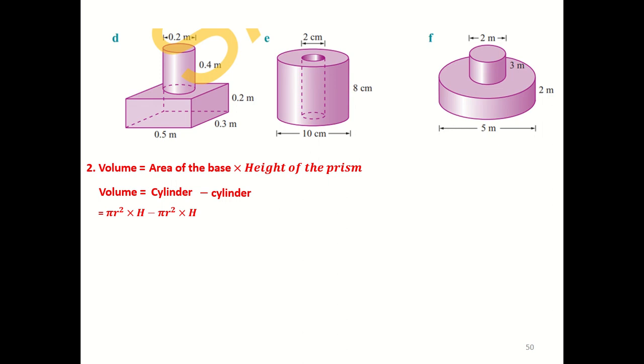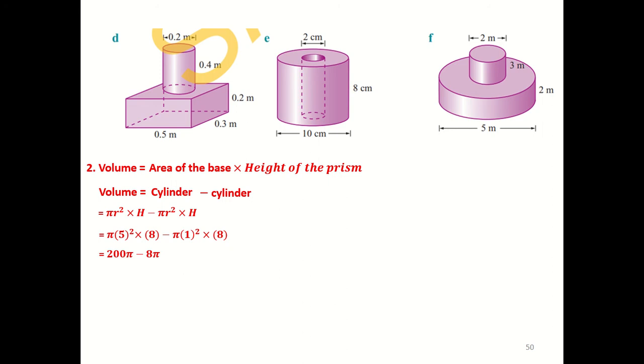Now you will simply calculate the volume of the bigger cylinder minus the volume of the cylinder that has been taken out. The bigger cylinder has a diameter of 10. Take that divided by 2, it will give you 5. The smaller cylinder has a diameter of 2. Take that divided by 2, it will give you 1. The height of both cylinders will be the same, which is 8 centimeters.